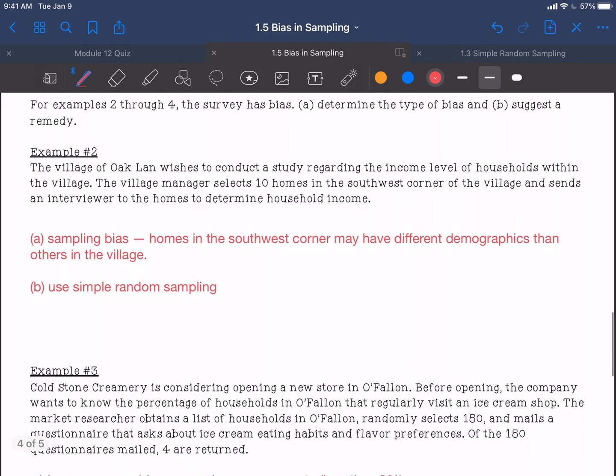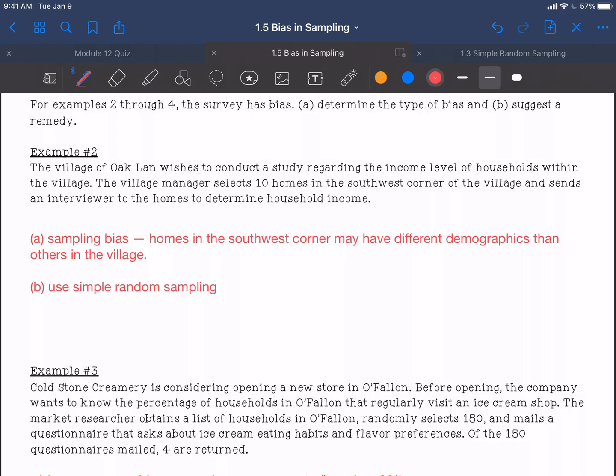Example 3, Cold Stone Creamery is considering opening a new store in O'Fallon. Before opening, the company wants to know the percentage of households in O'Fallon that regularly visit an ice cream shop. The market researcher obtains a list of households in O'Fallon, randomly selects 150 of them, and mails a questionnaire that asks about ice cream eating habits and flavor preferences. Of the 150 questionnaires mailed, 4 are returned.